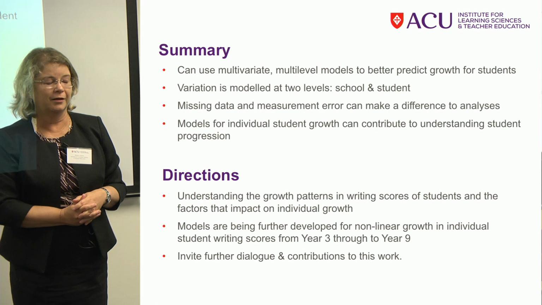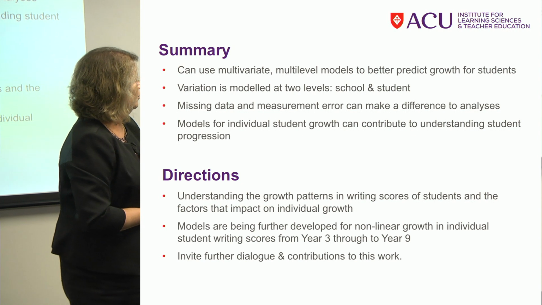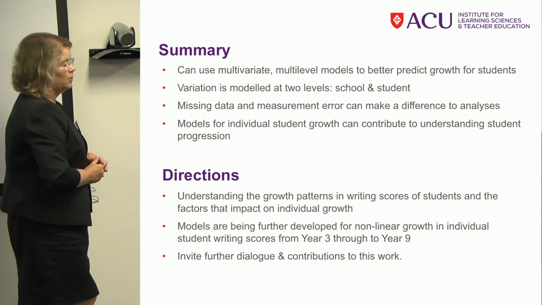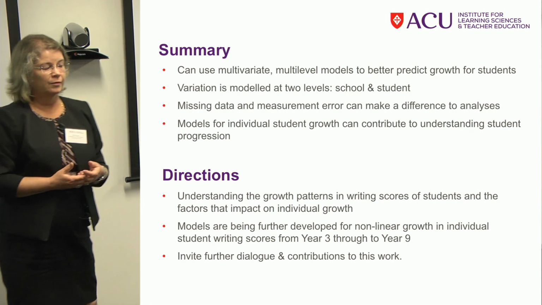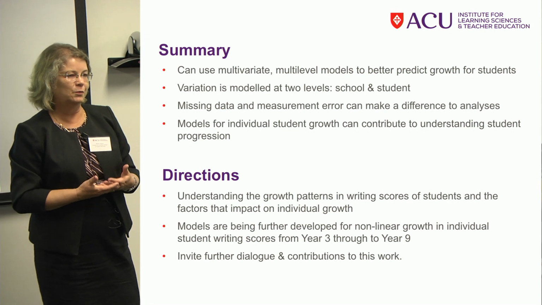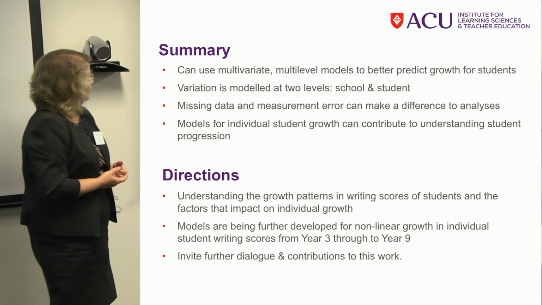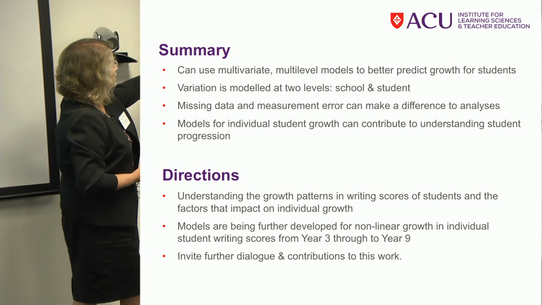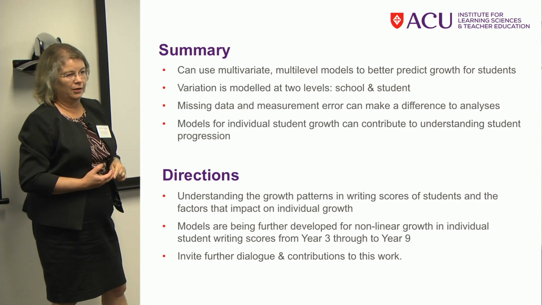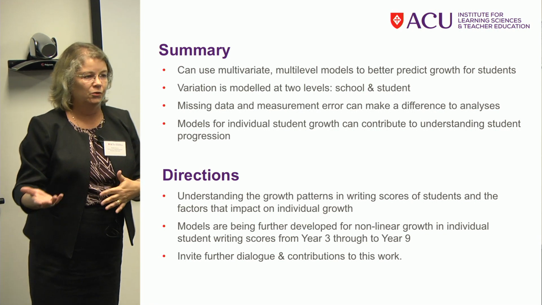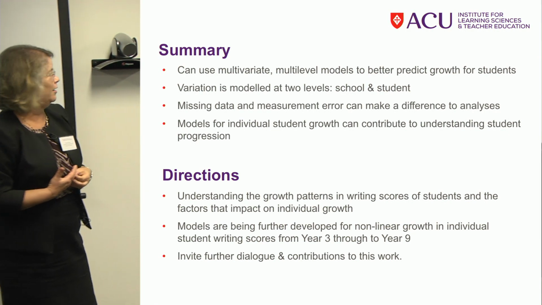We don't just have to talk about change in averages for different subgroups of cohorts. The variation is modelled at 2 levels, both the school and student level, and if we had more school level data in our data sets, we could actually try to explain some of that school variation. We can also take care of missing data in our models and variation due to measurement error. So we don't have to ignore all of our students where we have some missing data, which is often done when computing averages.